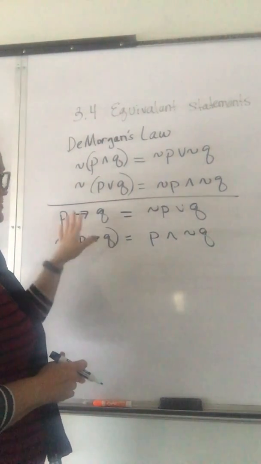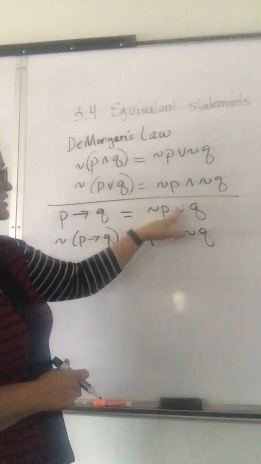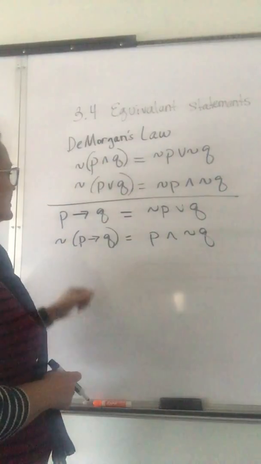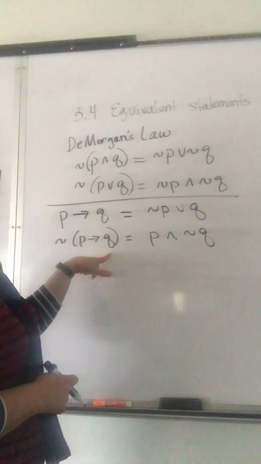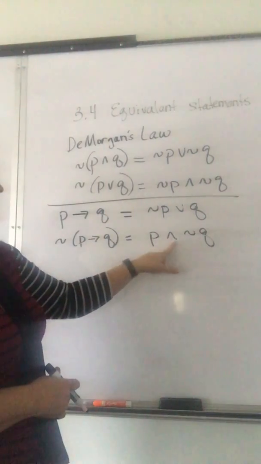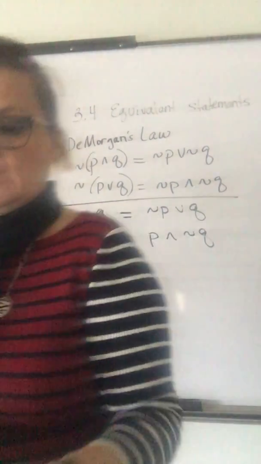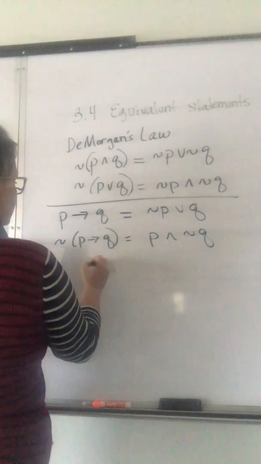Another one that shows up in the book is if P then Q is equivalent to not P or Q. It just is. We did that one in our first video. We did prove that. And then it is false that if P then Q, that is the same thing as P and not Q. And again, it just is. You can show it.